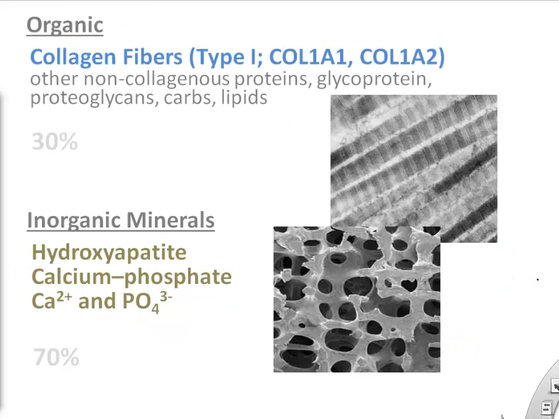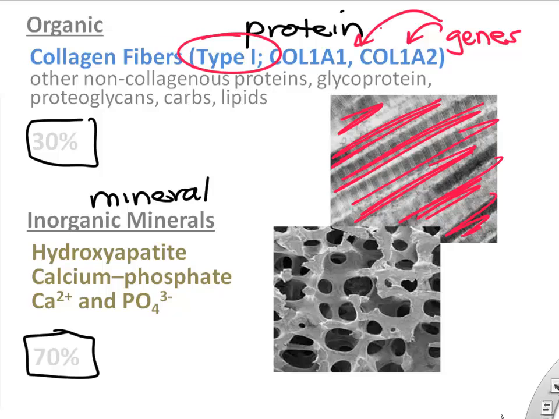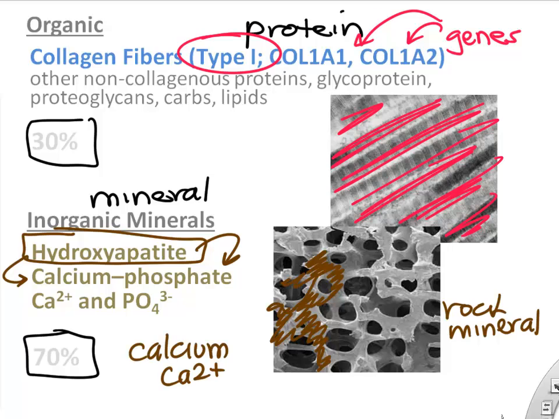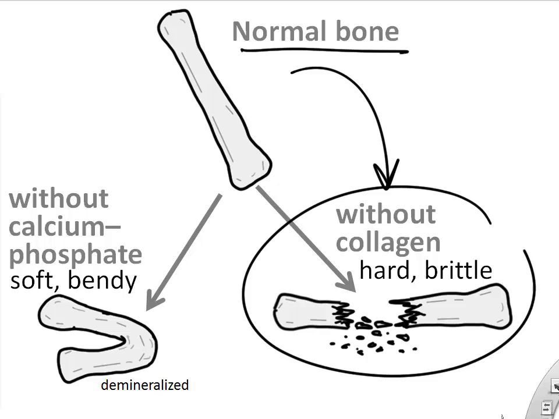So I like to think of hydroxyapatite like rocks. If we look at bone, it's about 30% protein, including collagen, and about 70% mineral, which includes that hydroxyapatite calcium phosphate. A couple of the genes for collagen are collagen 1A1 and 1A2. And so if you have any problems in your collagen genes, then that can affect your bones. Again, the collagen makes your bones flexible and very strong. The calcium phosphate mineral, hydroxyapatite, makes your bones hard and resist compression.